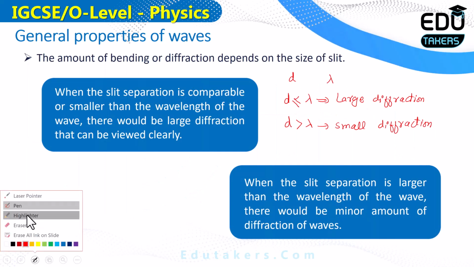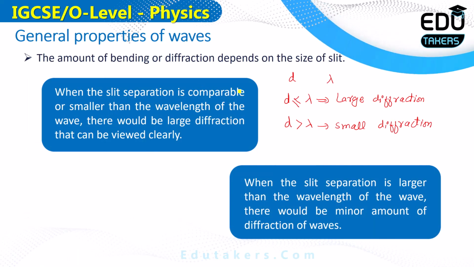Here you can see when the slit separation is comparable or smaller than the wavelength of the wave, the distance between the barrier is basically called the slit separation. When it is comparable or smaller than the wavelength, then there would be large diffraction that can be viewed clearly. But in the second case, when the slit separation is larger than the wavelength of the wave, there would be a minor amount of diffraction of the wave. Means that the water waves bend a very small amount.